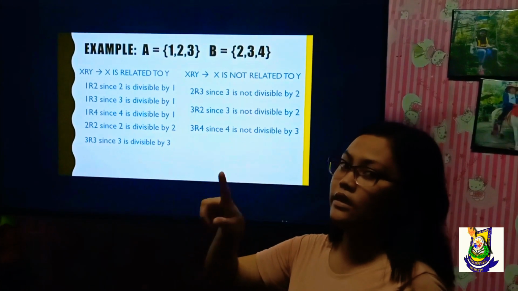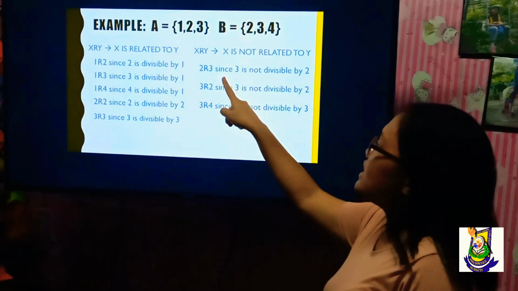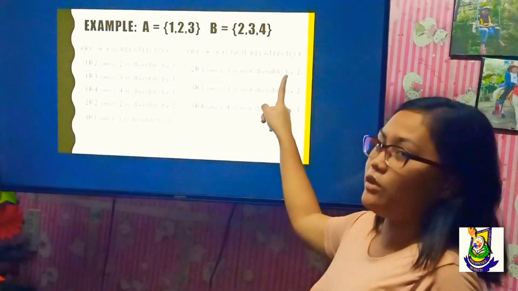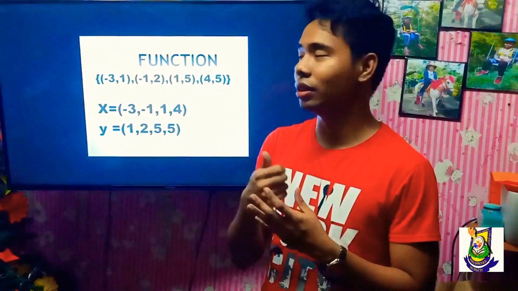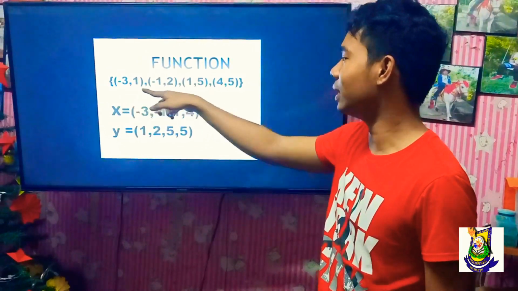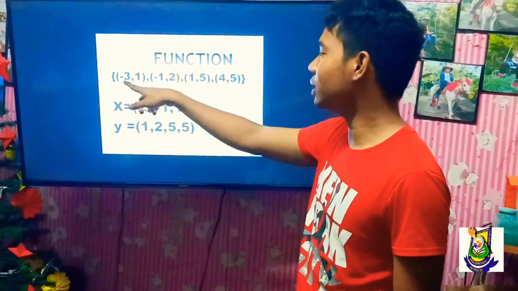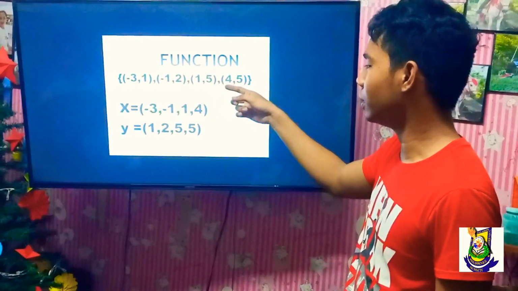But 2 is not related to 3 since 3 is not divisible by 2. So after we discuss the relation, now let's talk about the function. Here we have a set: negative 3 and 1, negative 1 and 2, 1 and 5, 4 and 5.